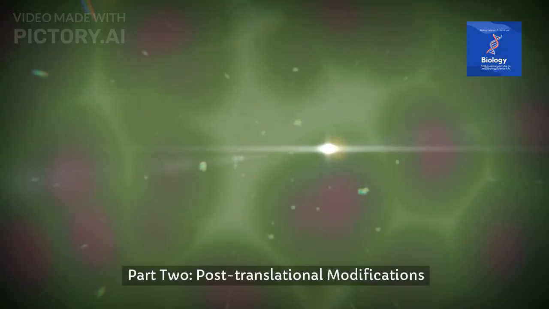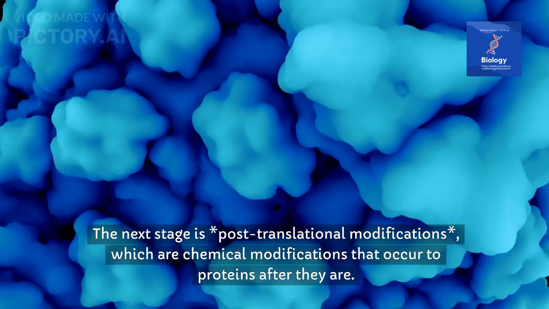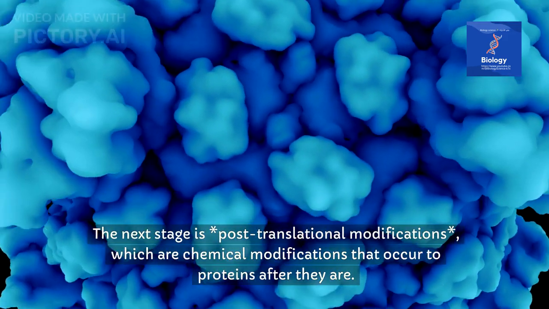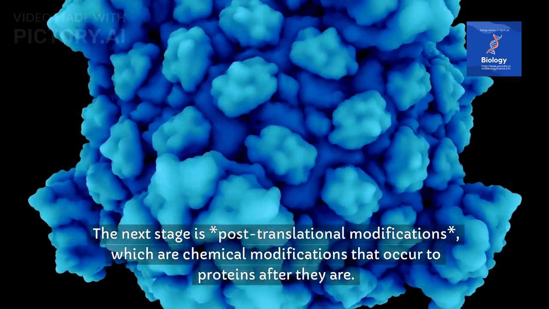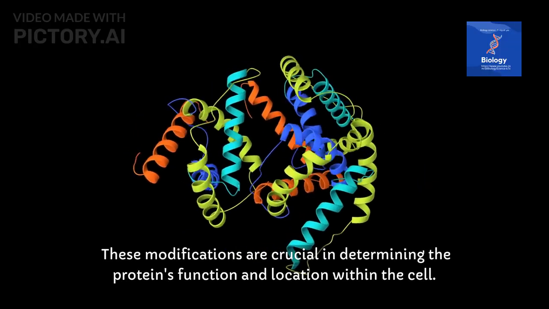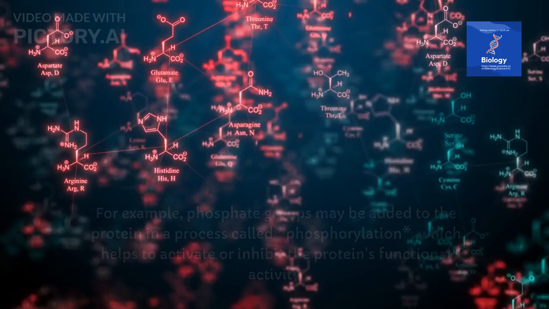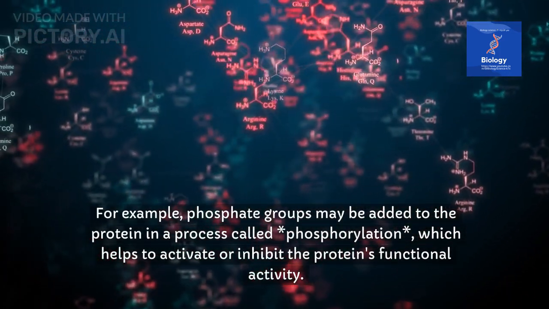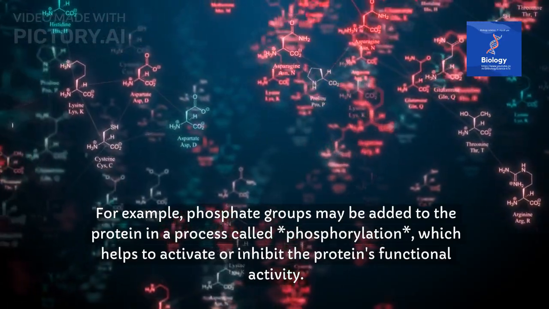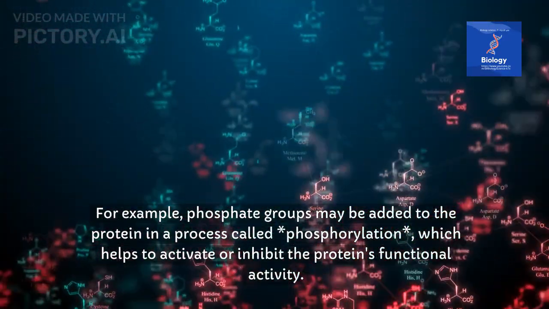Part 2. Post-translational modifications. The next stage is post-translational modifications, which are chemical modifications that occur to proteins after they are synthesized. These modifications are crucial in determining the protein's function and location within the cell. For example, phosphate groups may be added to the protein in a process called phosphorylation, which helps to activate or inhibit the protein's functional activity.